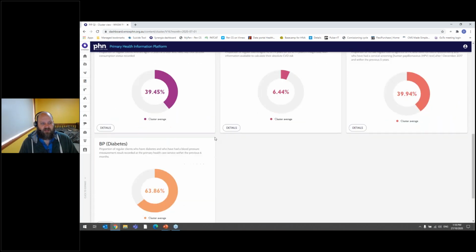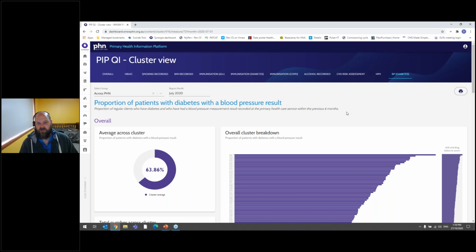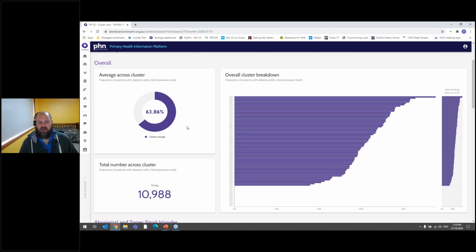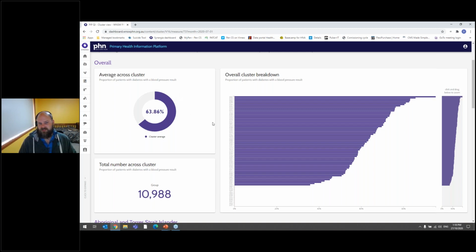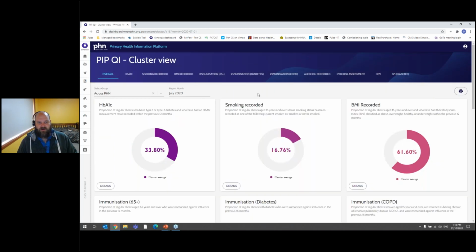And last but not least, we've got the process of those with diabetes in the last 6 months, as opposed to the others, which are 12 or 15, having their blood pressure recorded. And again, by and large, we can see that across the PHN and across the practices, we're getting some very good rates there, of over 6 out of every 10 patients coming in and having that tested every 10 months. So I might just pause there at this point about the 10 PIP QI measures if there's any questions about that at all.